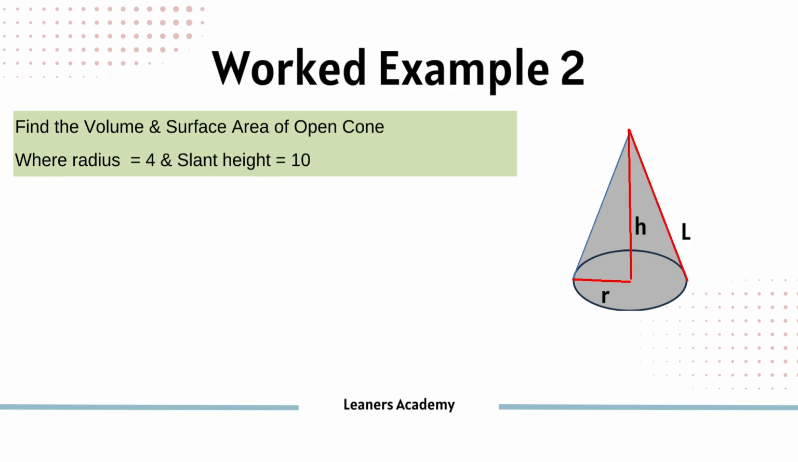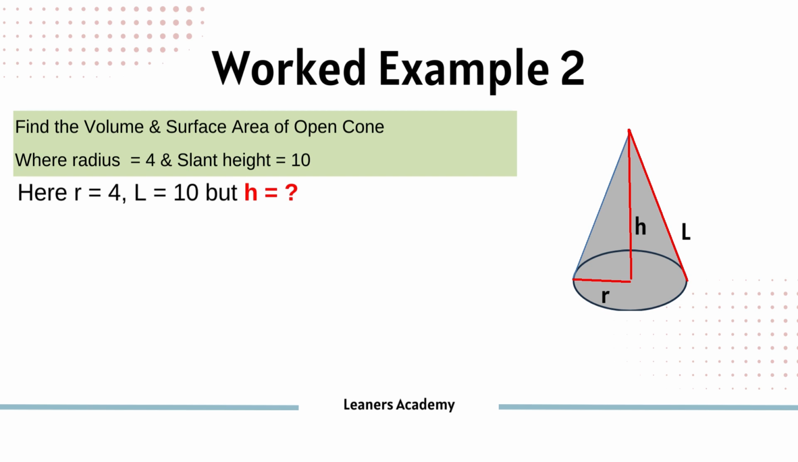Let's do another example for gaining more confidence. Here we have the base radius 4 and the slant height 10, while we are asked to find the volume and surface area of the open cone. I hope you have registered the keyword open cone as it has no base area. By now you should be smart enough to figure out that the height of the cone is not given.